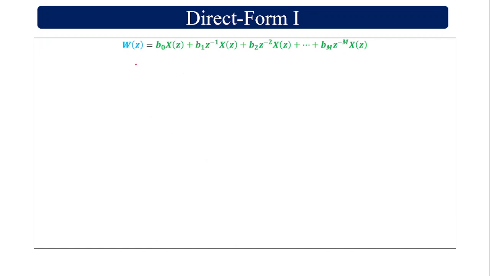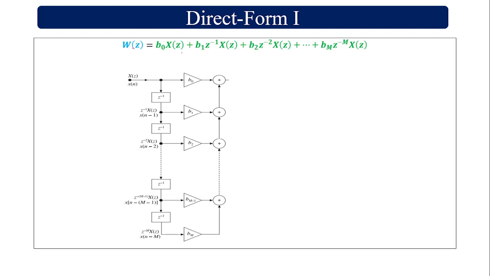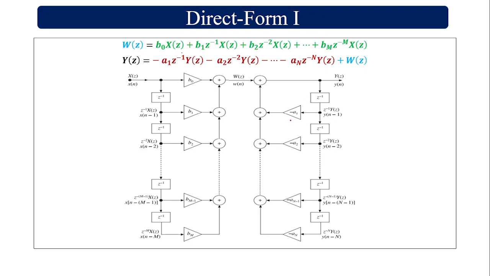So the first equation is w of z is equal to something. This is nothing but b naught into x of z plus b1 z inverse x of z, and it goes on. So the structure is w of z. This is going to be your w of z: b naught into x of z, b1 z inverse x of z, b2 z power minus 2 x of z, and it goes on. And the second equation is y of z is equal to minus a1 z inverse y of z minus a2 z power minus 2 y of z, and it goes on, plus your w of z.